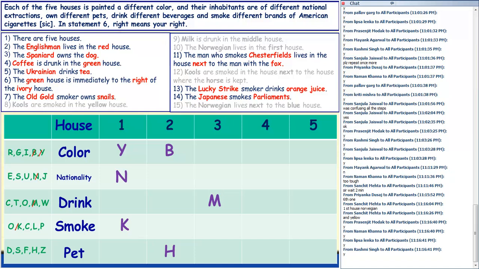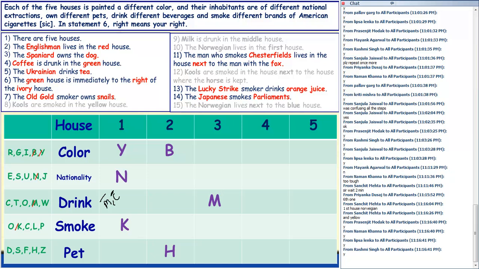ड्रिंकिंग पे देखते हैं. नॉर्वेनियन का फर्स्ट हाउस में मुझे पेट और ड्रिंक नहीं पता चली है. सो लेट्स ट्राई टू फोकस ऑन फर्स्ट हाउस में. व्हाट इज द ड्रिंक? कॉफी इज ड्रिंक इन द ग्रीन हाउस, सो इट कैनॉट बी कॉफी. ऑलराइट, इट कैनॉट बी कॉफी बिकॉज कॉफी इज ड्रिंक इन द ग्रीन हाउस.